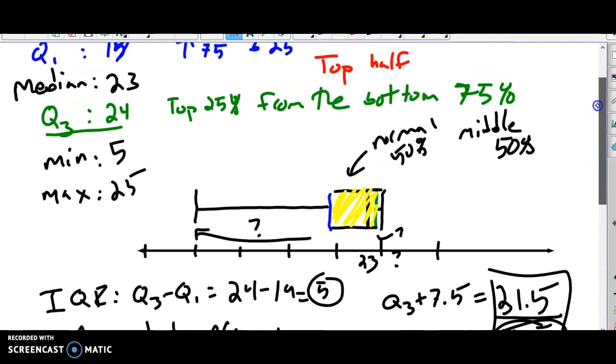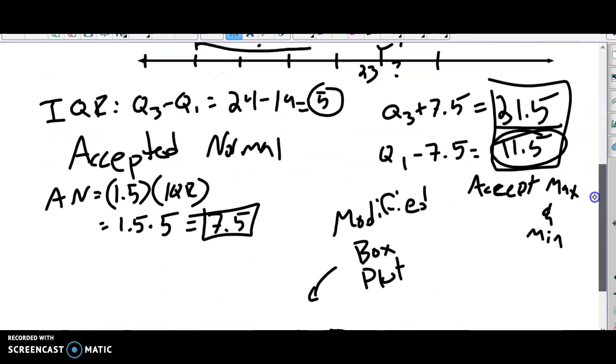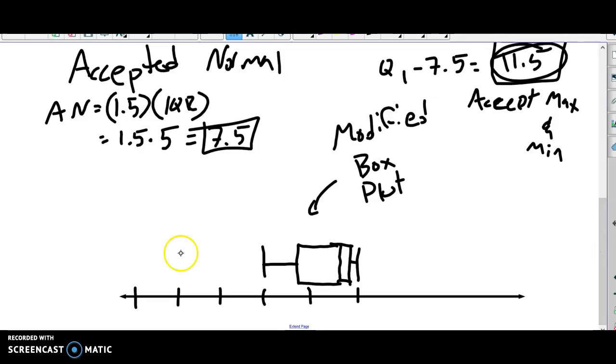So what do I do with these guys, 5, 7, and 10? Well, we still want them. They're still important. Here, these are my outliers.